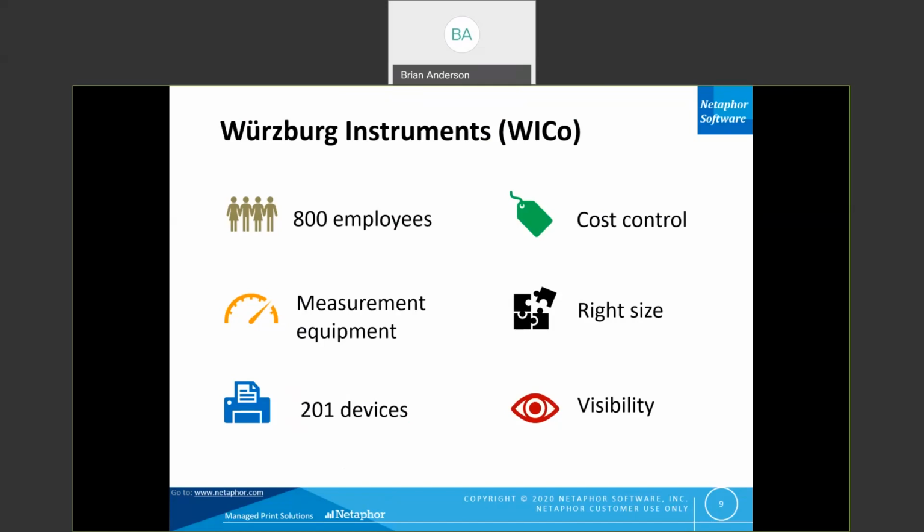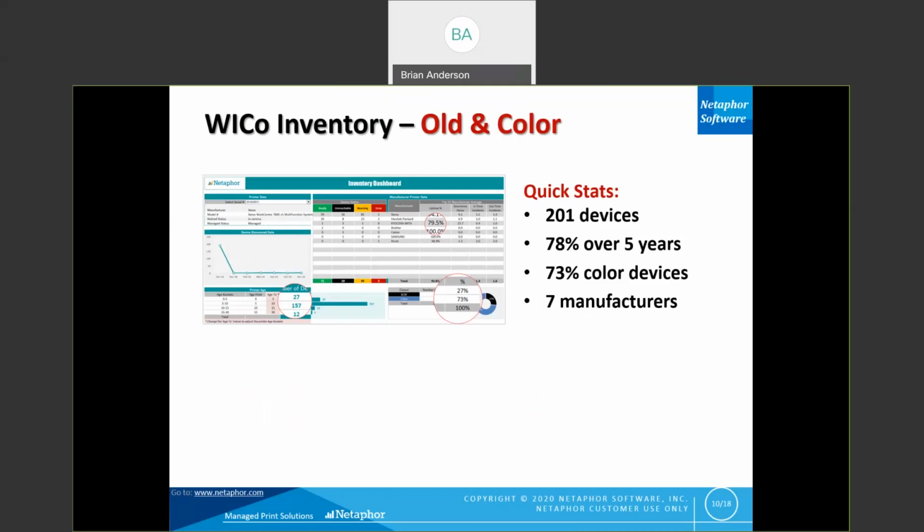Now let's take a look at some of the audit results. If we look at the inventory, this is a dashboard view from SiteAudit of the inventory. What we can see is they started with 201 devices. A high percentage of those devices were over 5 years, so they had a fairly old fleet. The majority of the fleet was comprised of color devices over a cross section of 7 different manufacturers. So if you were trying to control cost, having to deal with 7 different types of products from 7 different manufacturers, it's a lot more support costs, a lot more administration costs when you have that many manufacturers. So that's definitely something that you want to take a look at.